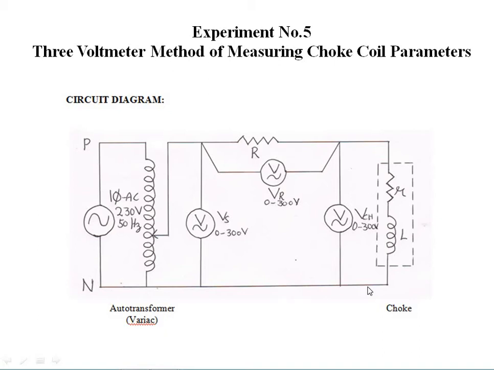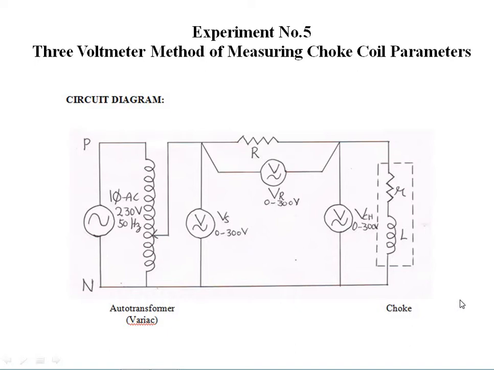Experiment number 5, three voltmeter method of measuring choke coil parameters. In this experiment, we will be measuring the choke coil parameters, that is the inductance and resistance, since all choke coils have inherent resistance in addition to their inductance.